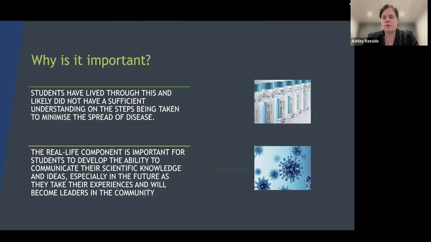Students are also living through a time of tremendous change and growth in biological technologies. It will be important for them to understand and be open to these new technologies and designs, as they will likely have a lot to do with them in their future. The real-life component of the SHE task and also the non-test SAT is important for students to develop the ability to communicate their scientific knowledge and ideas, especially in the future as they take their experiences and become leaders in the community.